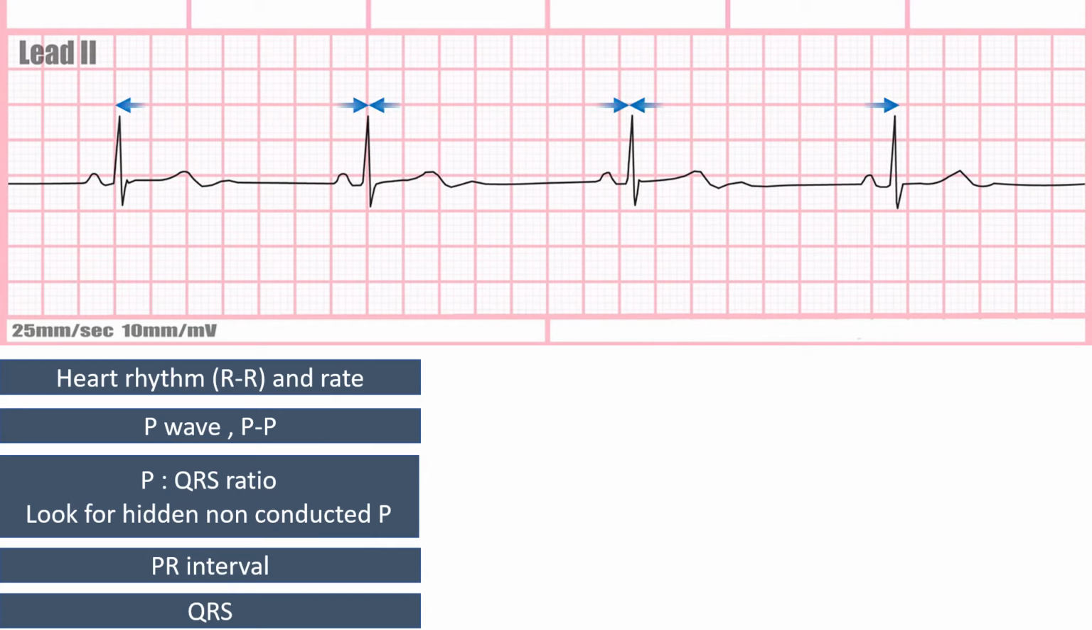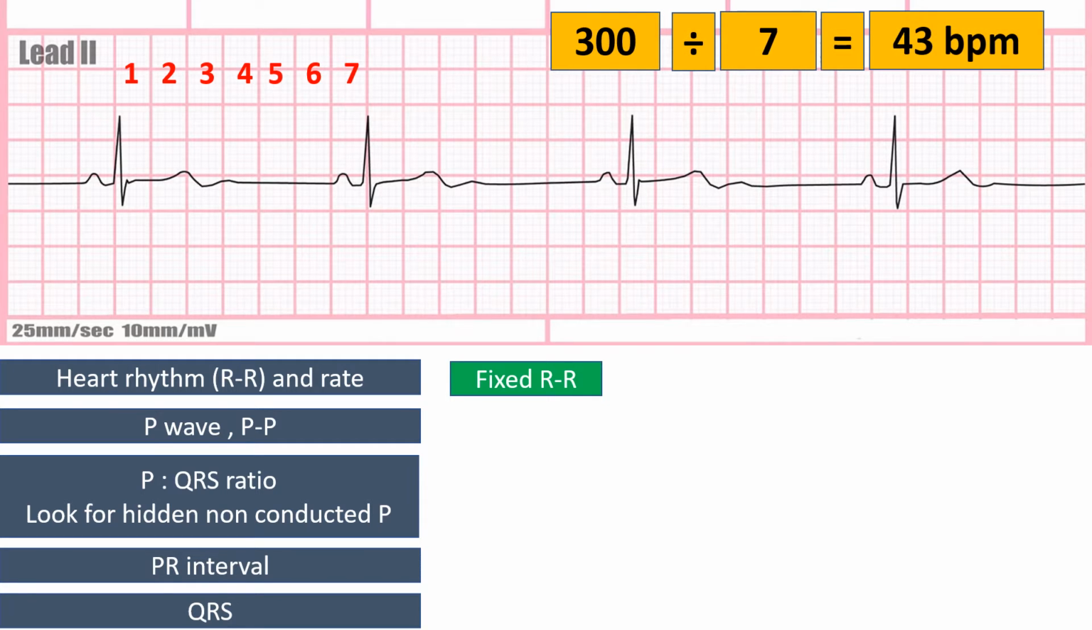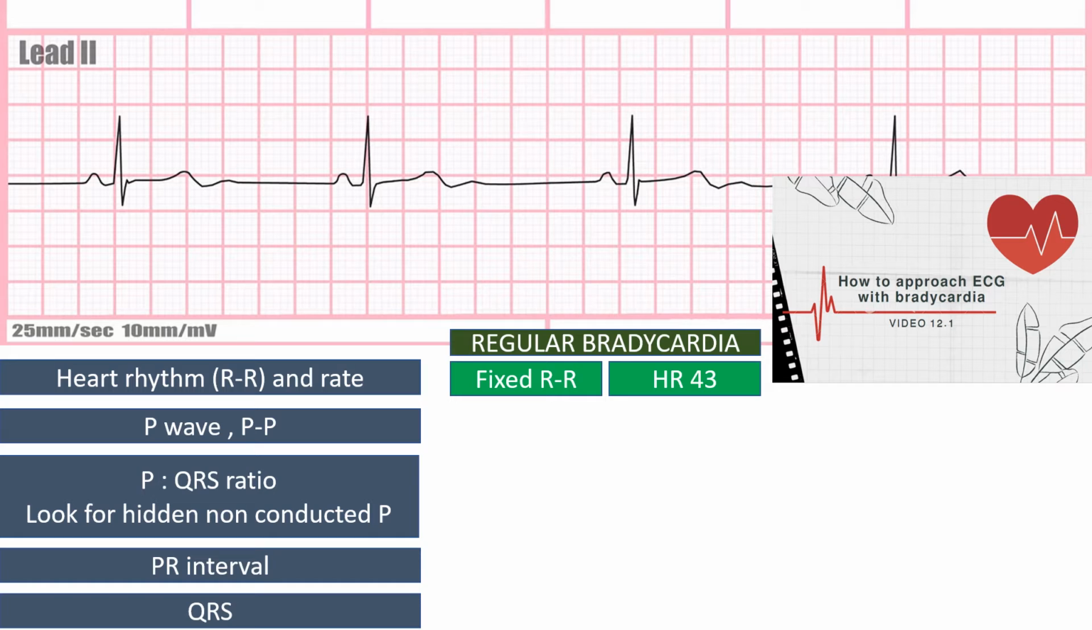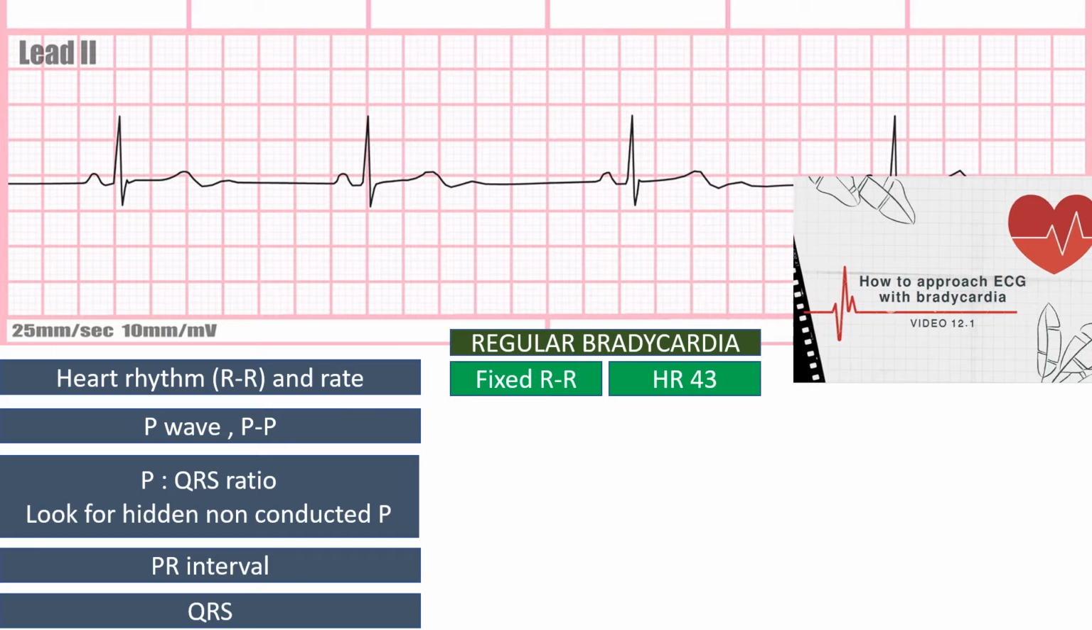Back to our example. Here you can appreciate that the distance between every two consecutive R complexes is fixed, and this translates to regular rhythm. After that, we know that calculation of the heart rate in regular rhythms needs us to divide 300 by the number of large complexes. Here, there are 7 large complexes between every two consecutive R complexes, and the heart rate here is 43 beats per minute. So this is an example of regular bradycardia, and we have a specific algorithm to approach ECG with bradycardia.